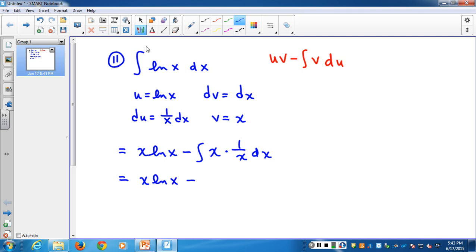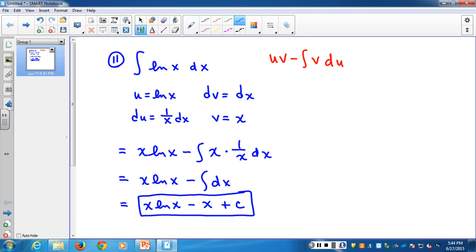x times 1 over x, if you multiply those together, you just get 1. So to finish that up, we've got x ln x minus the antiderivative of dx, which y'all told me was x, and then plus an arbitrary constant c. That's the antiderivative of ln x.